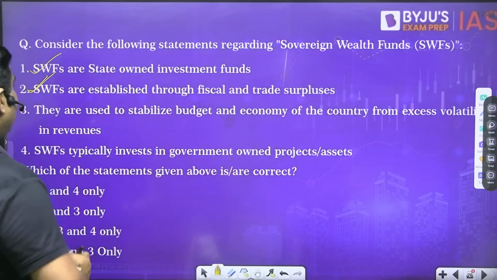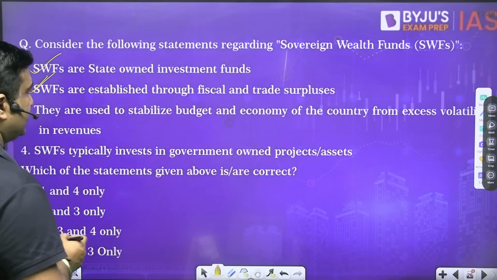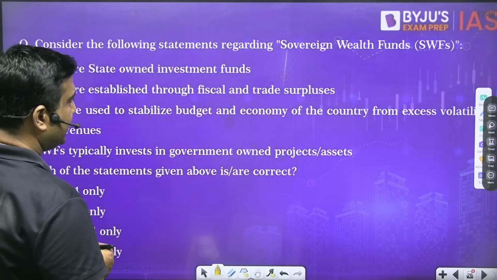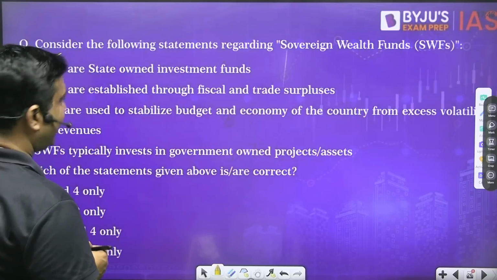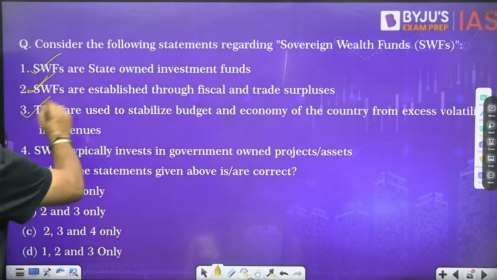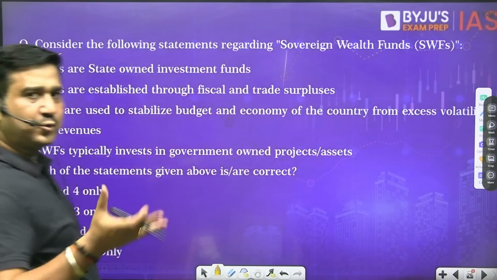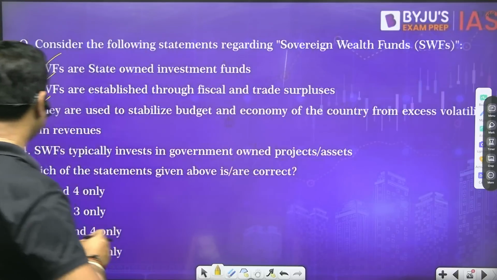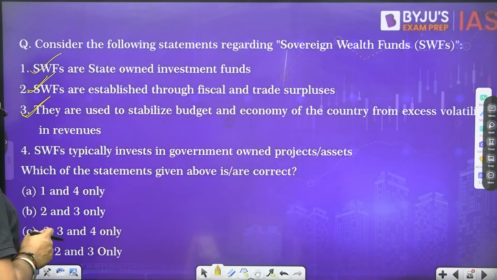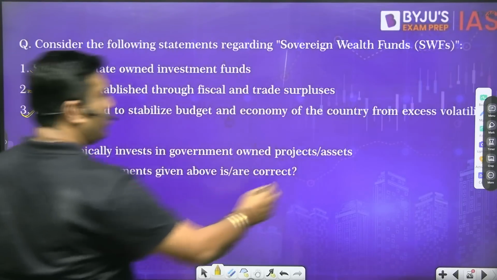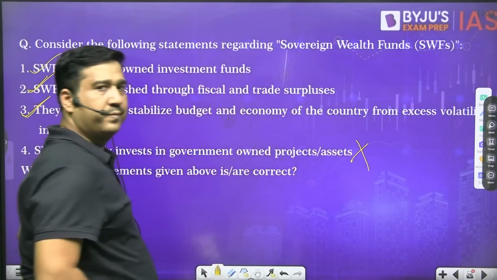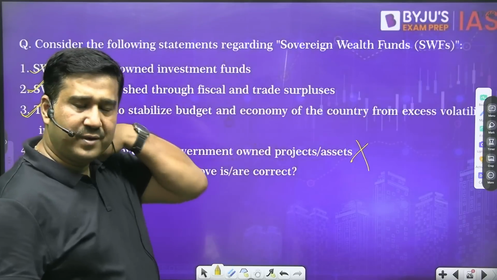Third, they are used to stabilize budget and economy of the country from excess volatility in revenues. Excellent. They act as a cushion. And last, SWFs typically invest in government-owned projects. No, they are 100% profit driven.